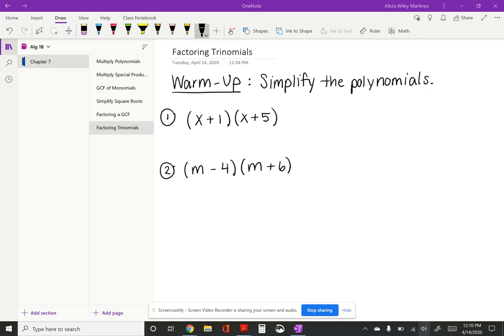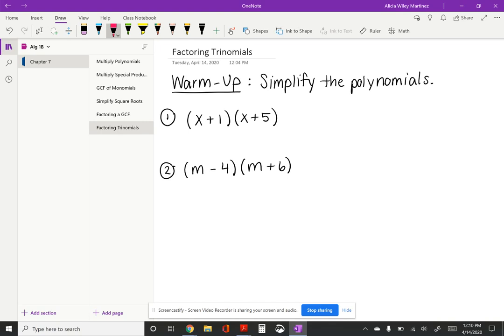Hello everybody, it's Miss Wiley, and today I'm going to be talking to you about factoring a specific type of trinomial. Now I'll get into what that specific type of trinomial is in just a moment, but first we're going to do a warm-up exercise to review some of the concepts that we have previously talked about.